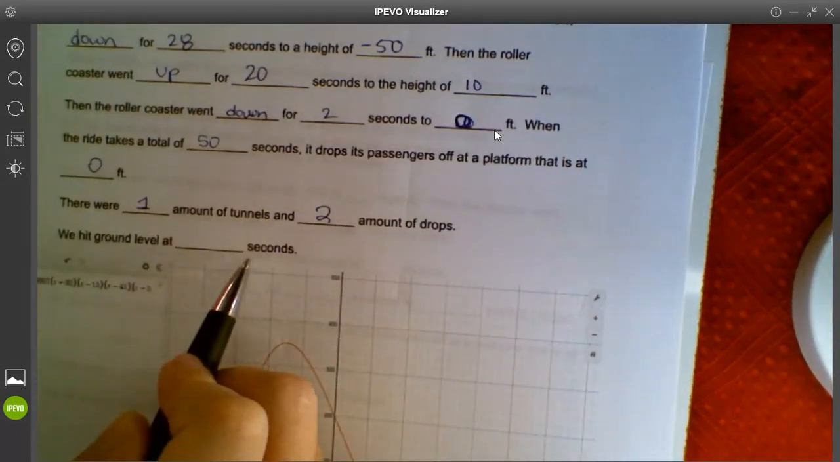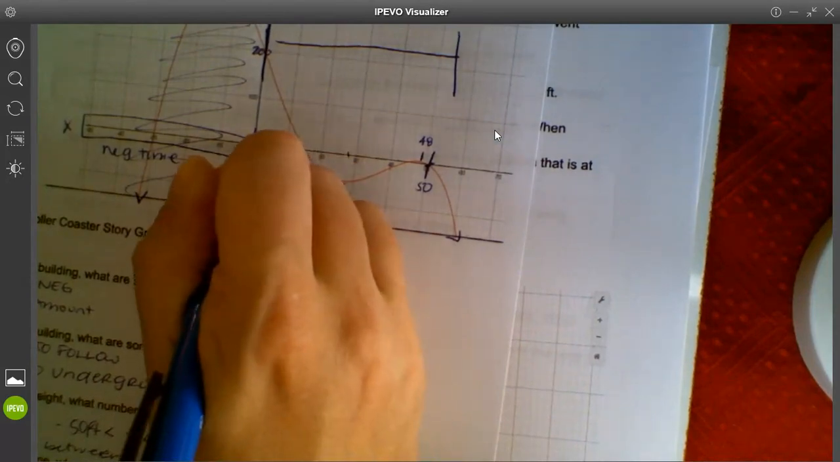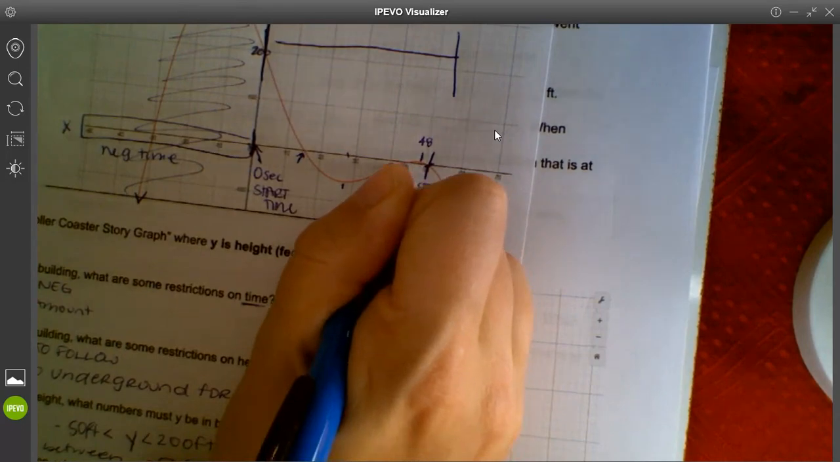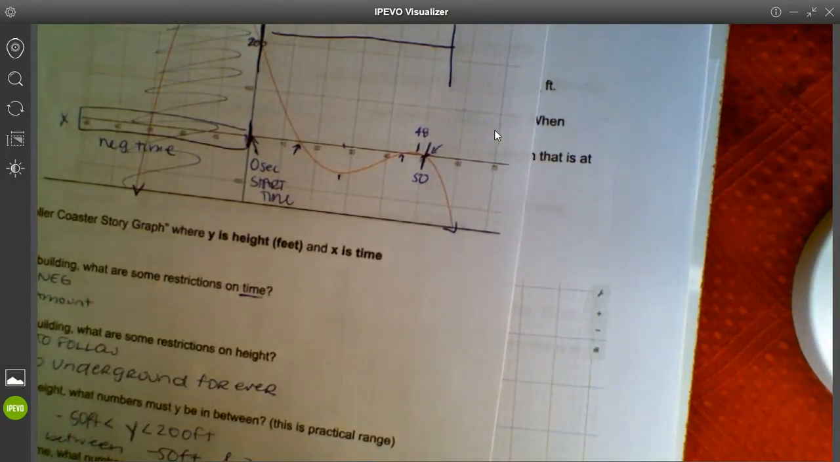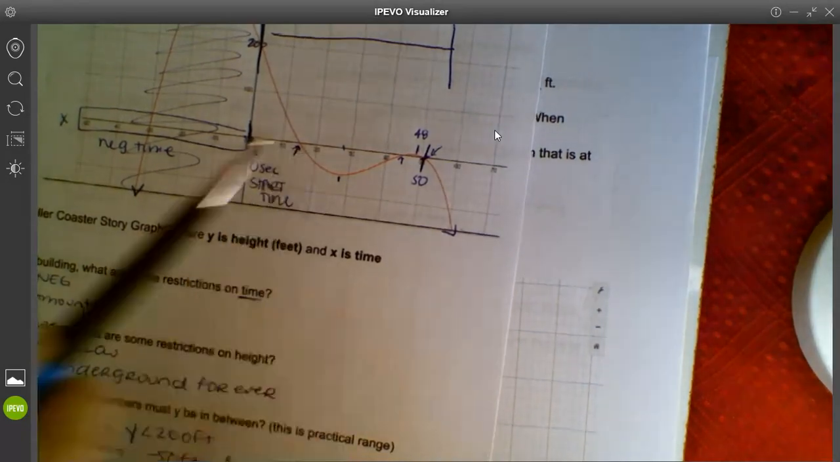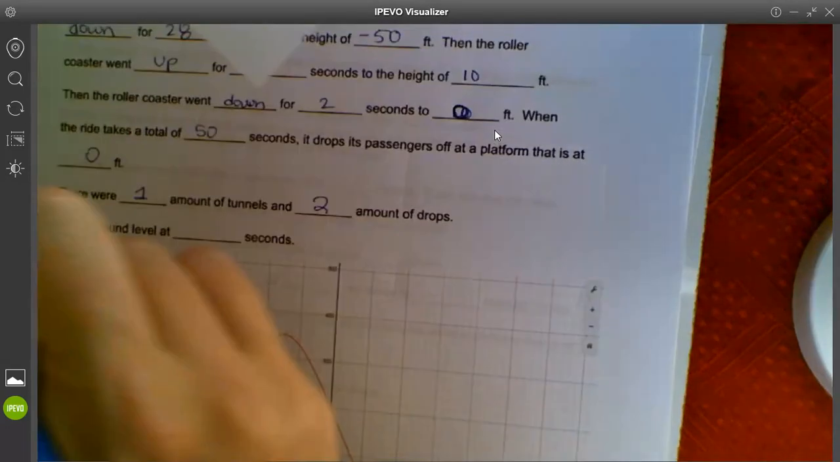We hit the ground at how many seconds? Well, we hit the ground here, right here, here, and here. What did those match up with? Those matched up with my zeros: 15, 45, and 50.